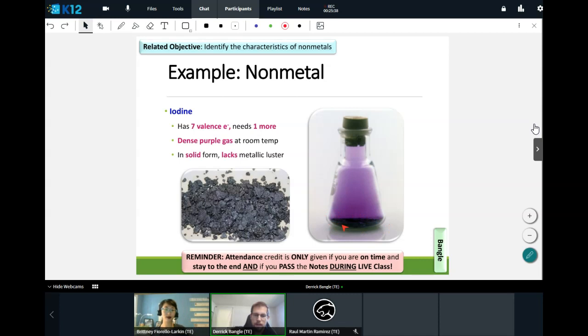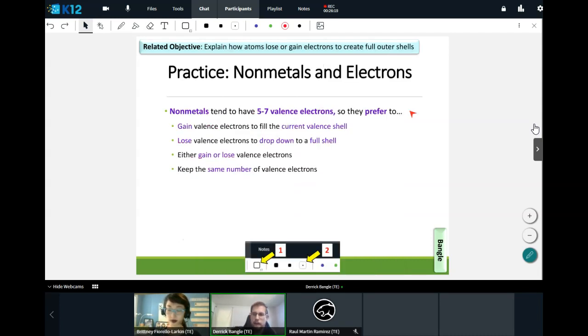We have this little collection of liquid at the bottom with a purple vapor collecting at the top. If we are able to freeze it and condense it down to a solid form, you'll see that it's able to take this form that actually looks very similar to coal. Again, very brittle, rocky, black type of material. But again, confirming that it has that property of nonmetals, being that it lacks that luster, right? It is not shiny.